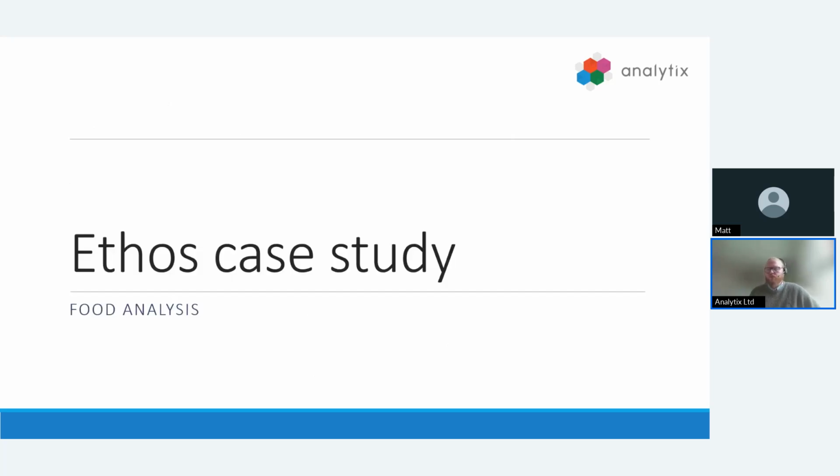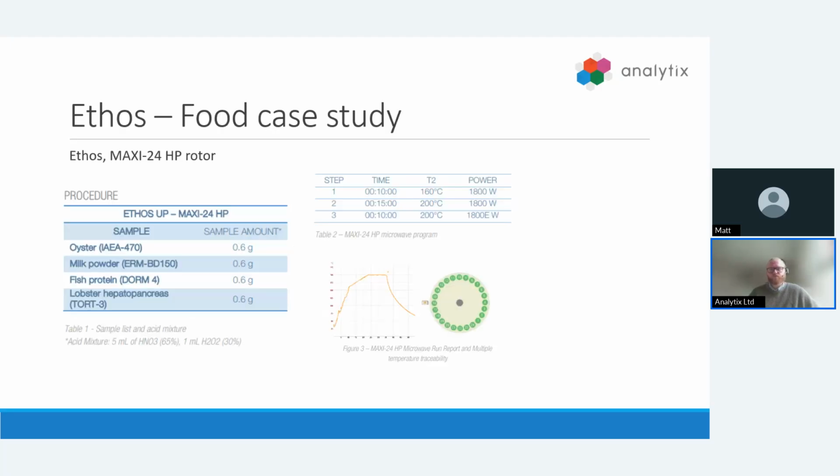So I just wanted to showcase the ETHOS in a real world example, specifically for a food analysis application. The performance of the ETHOS was evaluated through a recovery study of food reference materials, testing oyster samples, milk powder, fish protein, and lobster samples. These samples were digested and then subsequently analyzed via ICP-OES analysis.